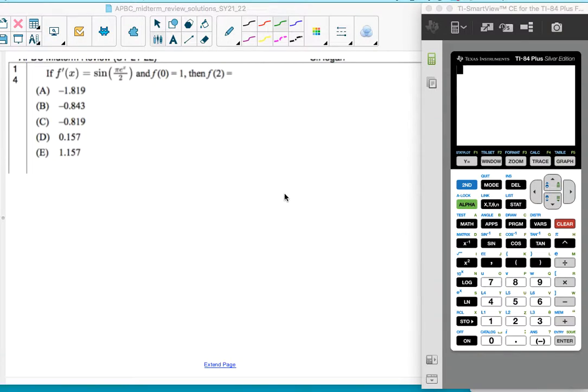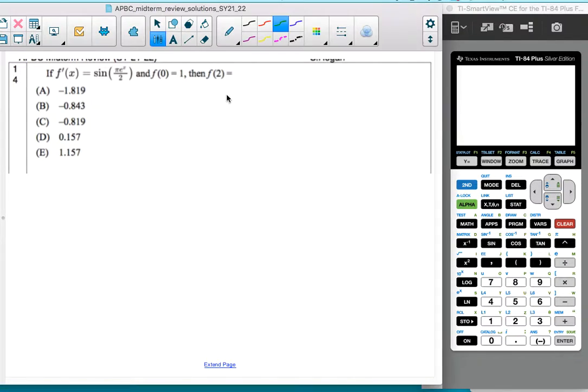All right, this is AP Calculus BC. We're doing midterm review. This is multiple choice question 14, which is a calculator multiple choice, as the answers would indicate. So you're given f prime of x equals sine of the quantity pi e to the x all over 2, and you're told f of 0, and you're asked for f of 2.